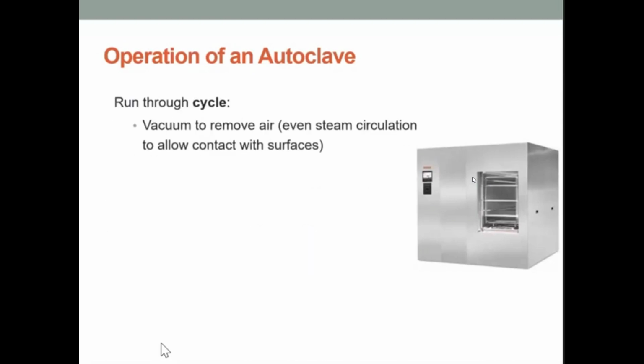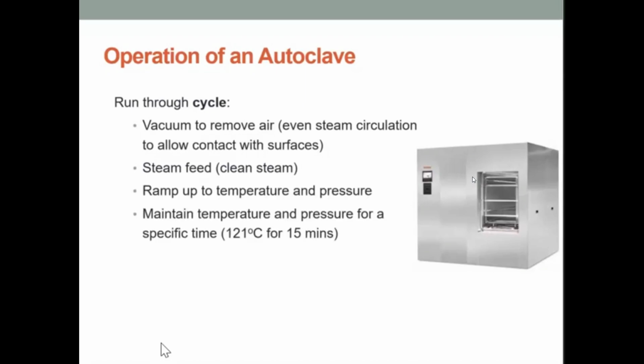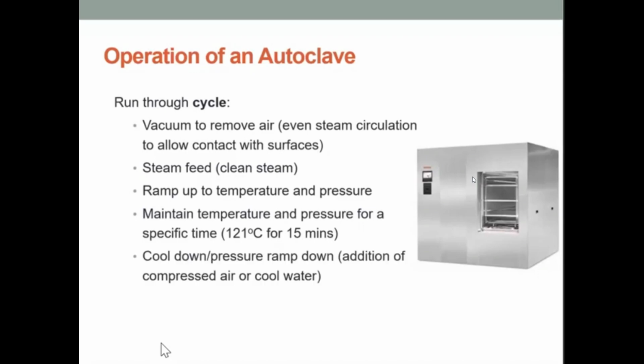Run through the cycle. So the vacuum removes the air, even the steam circulation out to allow contact with all the surfaces. The steam feed is a clean steam, obviously. It's ramped up to the temperature and the pressure required. And that temperature is maintained and that pressure is maintained for a specific time. Generally, we're talking about 121 degrees C for 15 minutes. Then there is a cool down or a pressure ramp down, where you have an addition of compressed air or cool water to speed it up. And then your cycle is unloaded. You would then confirm the effectiveness of your cycle and proceed.